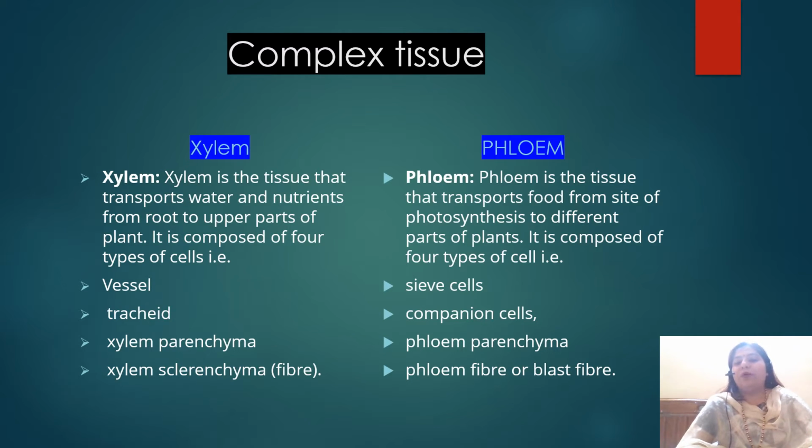Phloem is made up of four types of cells, that is sieve cells, companion cells, phloem parenchyma and phloem fiber. Phloem fiber is also called bast fiber, or phloem sclerenchyma. Out of these four types of cells, only phloem fiber is a dead cell, and the rest three types of cells, that is sieve cells, companion cells and parenchyma, are living cells.